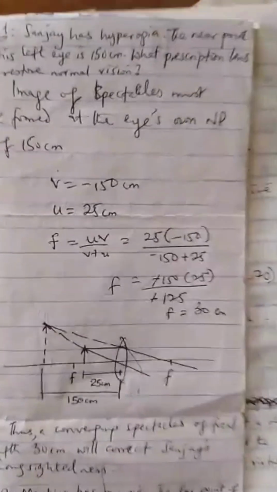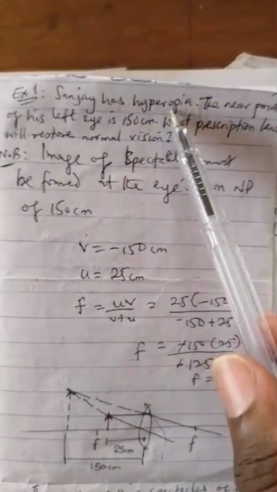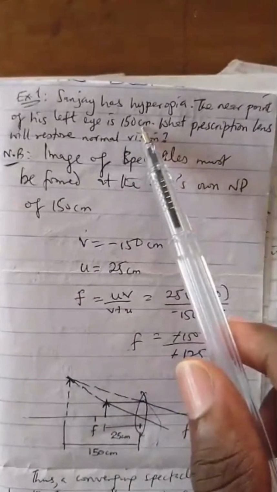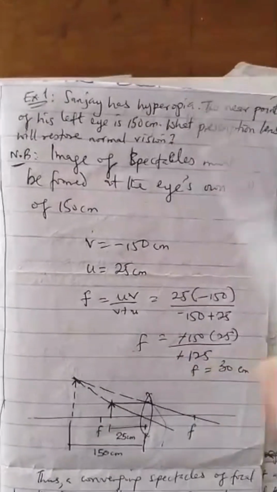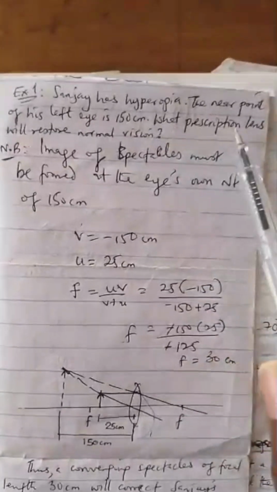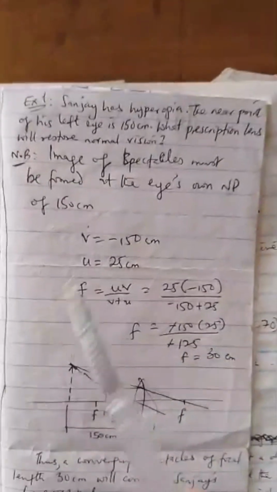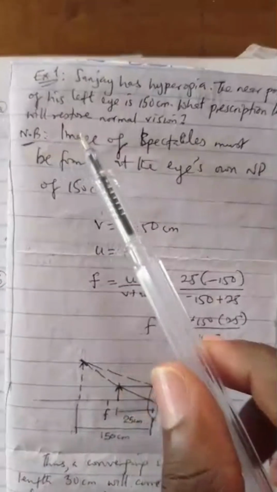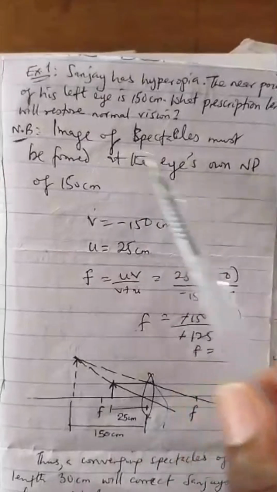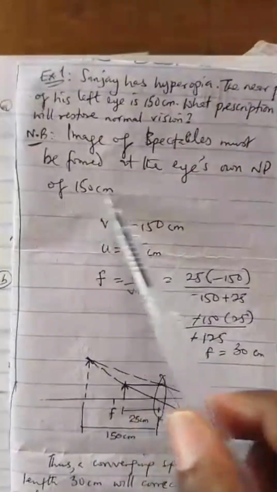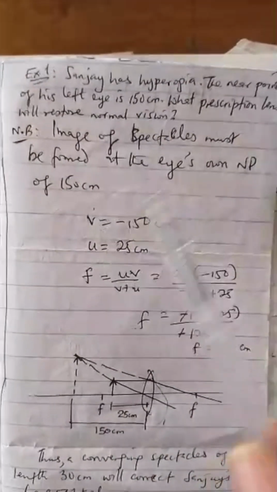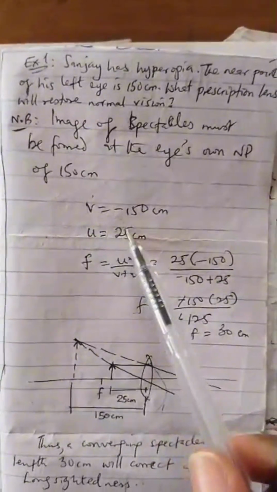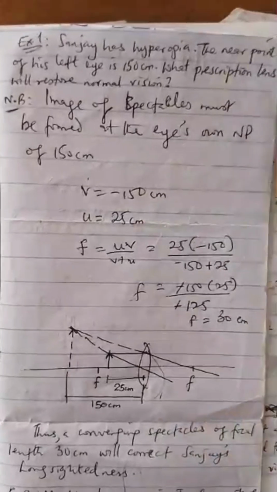So let's look at this question. Sanjay has hyperopia, basically long-sightedness. The near point of his left eye is 150 centimeters. Normal near point is 25 centimeters, take note. What prescription lens will restore normal vision to Sanjay? Note, the image of the spectacles must be formed at the eye's own near point of 150 centimeters as against 25 centimeters. So the image distance is minus 150 centimeters. It's negative because it's a virtual image, so you have to put minus. Take note of our convention.